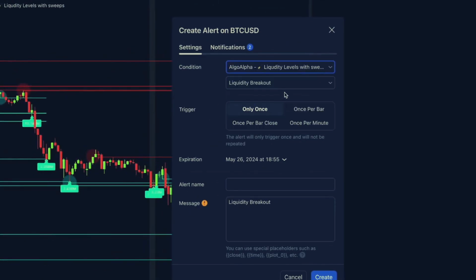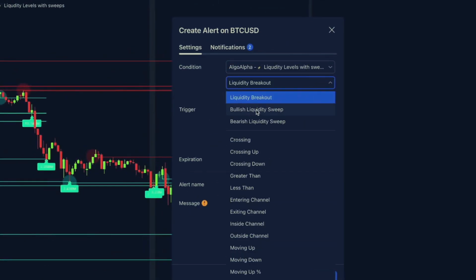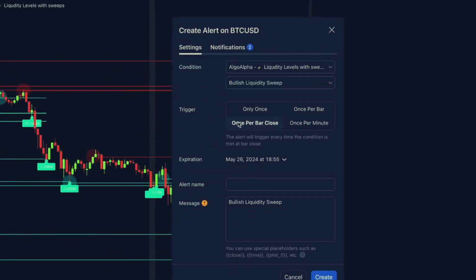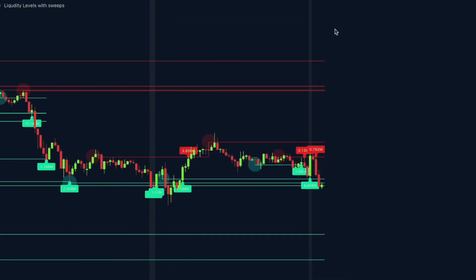Enable alert conditions for liquidity breakouts and sweeps within the indicator's settings. This feature allows you to receive real-time notifications, helping you to act promptly on trading opportunities.